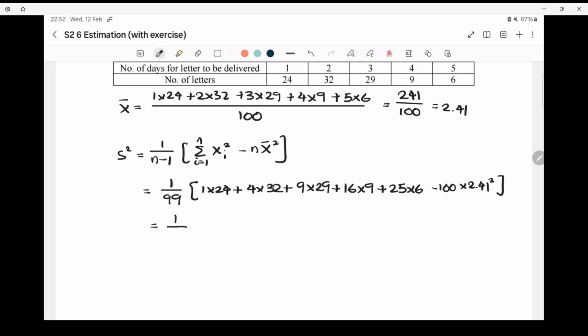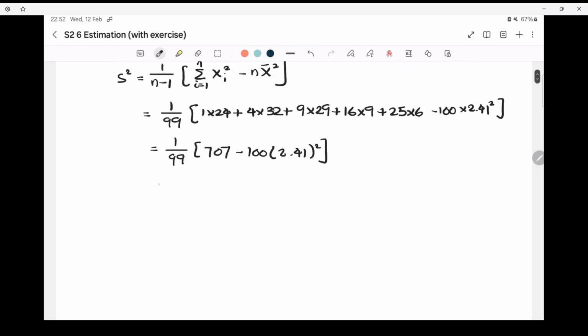Once you calculate everything, that should be 1 over 99 multiplied with 707 minus 100 times 2.41 squared. So this will roughly give you 1.275. So that is your unbiased mean and variance.